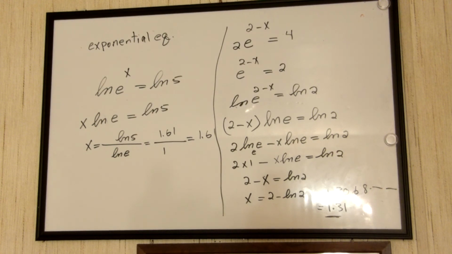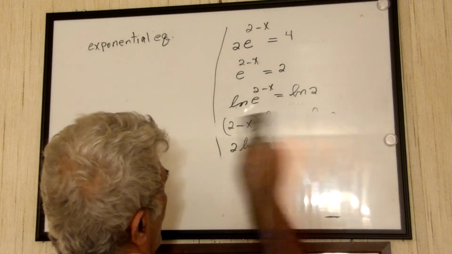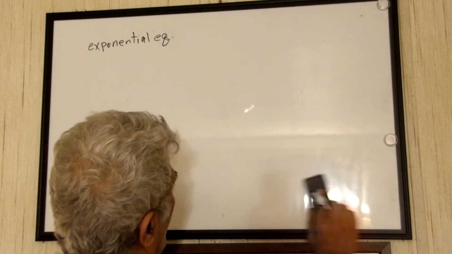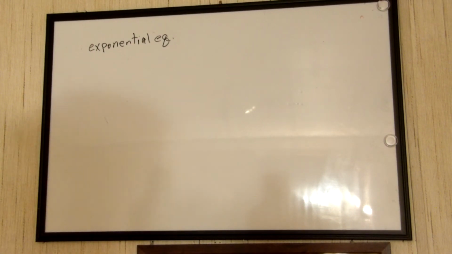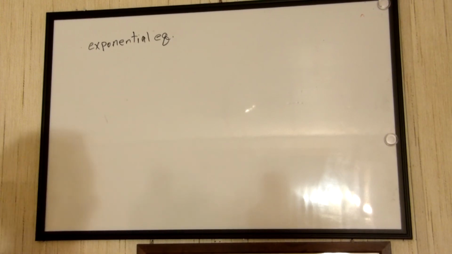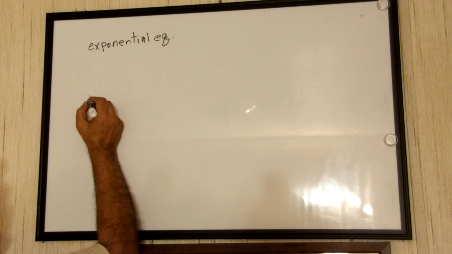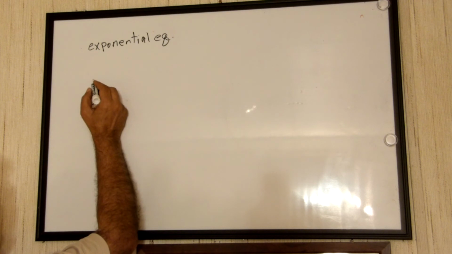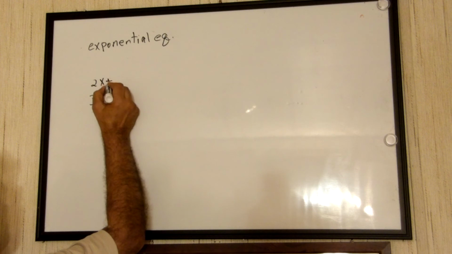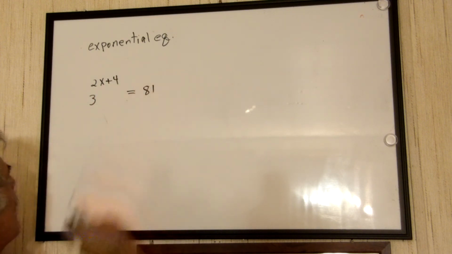Let's solve some other one. 3 to the power of 2x plus 4 is equal to 81.